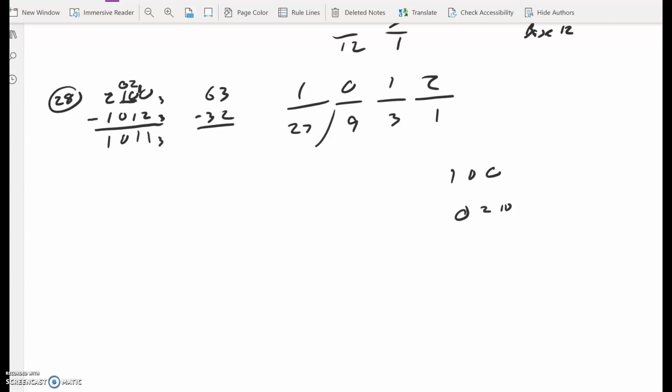And we're going to subtract, and we get this, which is 27 plus 3 plus 1, which is 31. And lo and behold, this subtraction looks correct. So we borrowed our way to a correct answer.